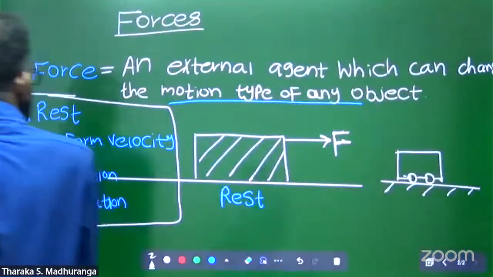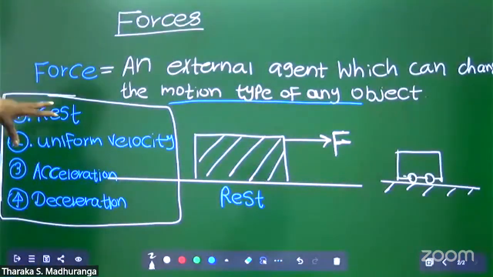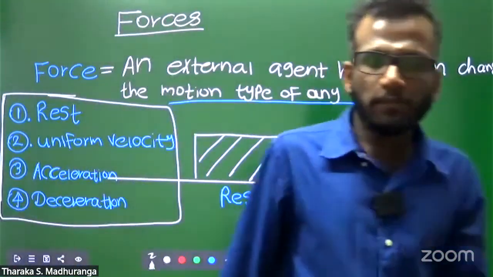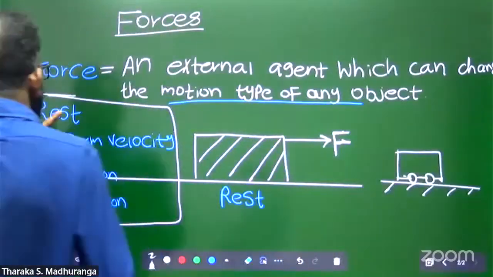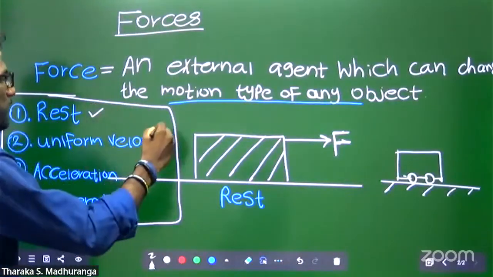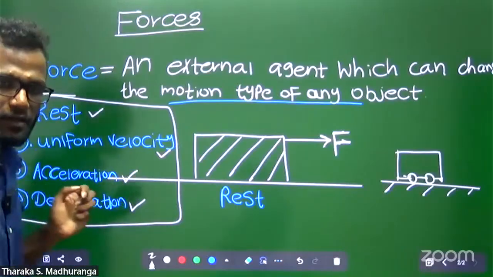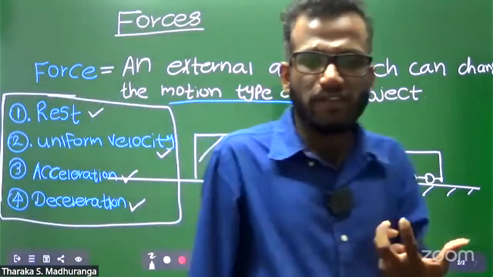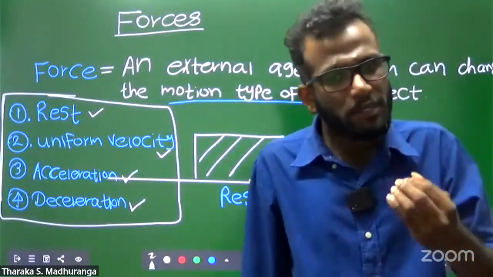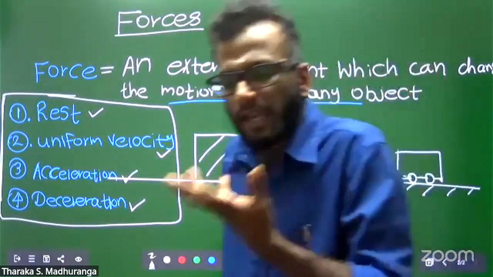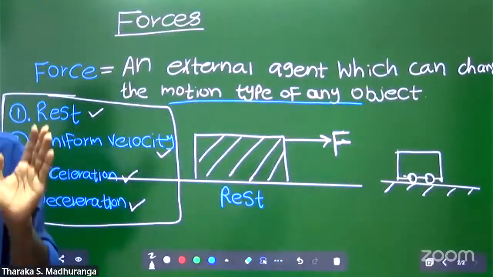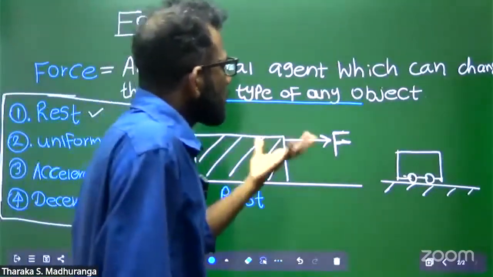Okay, in linear motion, the main motion types we discuss can be rest, uniform velocity, accelerate or decelerate. Okay, what is the meaning of force? Still we are discussing force. What's the meaning of force? That's an external agent which can change the motion type of any object.